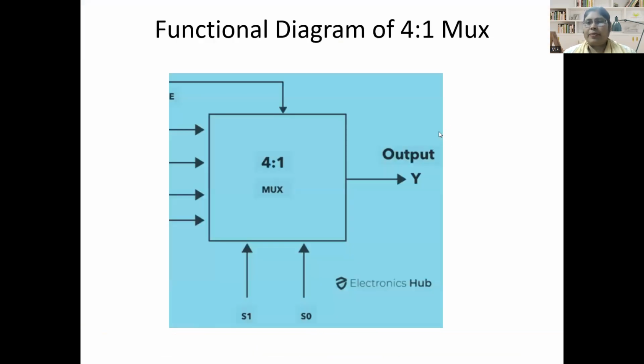This is the functional diagram of the 4:1 multiplexer. Here, 2 select lines are connected. If select lines are 2, that is if the value of M is equal to 2, then the number of inputs equals 2 squared, that is 4. So here 4 input lines are connected. This is the single output. These 4 input lines will be connected to this single output. The connection of these input lines depends on the value of these select lines S0 and S1.